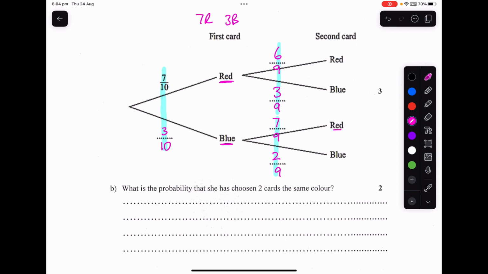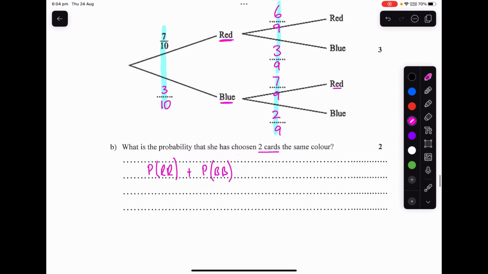Then it says, what is the probability that she has chosen 2 cards of the same colour? Well, there's 2 ways to do that. So we have the probability of getting a red and a red, plus the probability of getting a blue and a blue. So let's work out those probabilities and add them together.